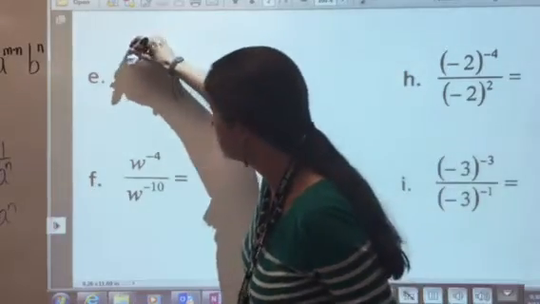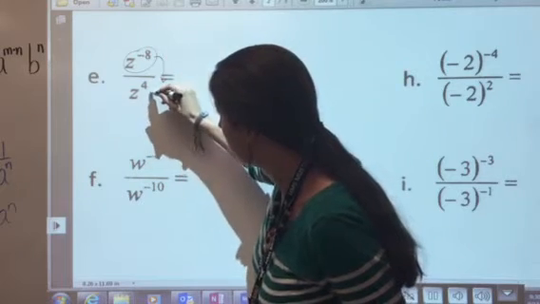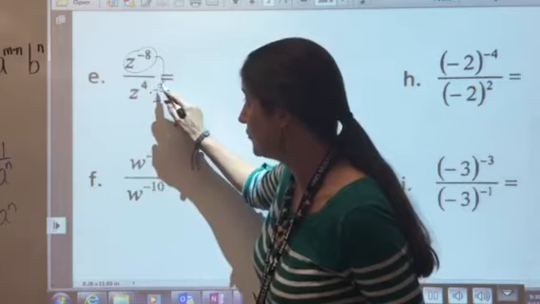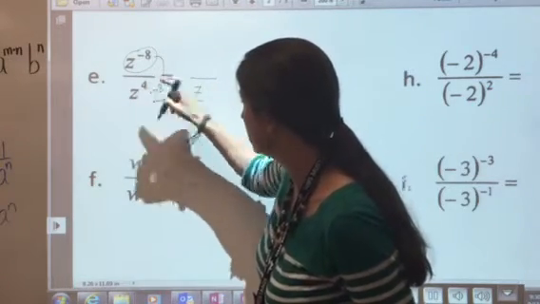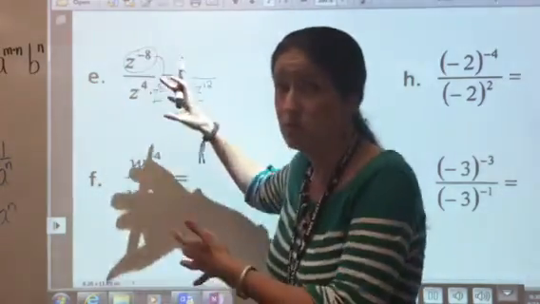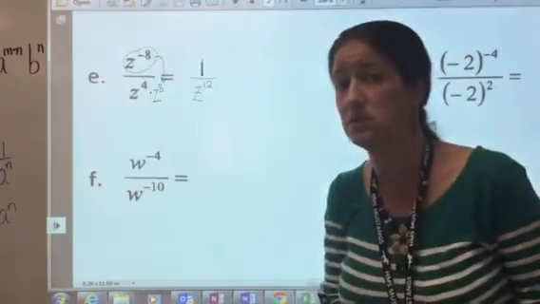So here we have z to the negative 8. We can move it down and multiply it by z to the 4th on the bottom of the fraction bar, and we get z to the 4 plus 8 is 12. And then because there's nothing left in the numerator, we put a 1 as our placeholder. So 1 over z to the 12th.